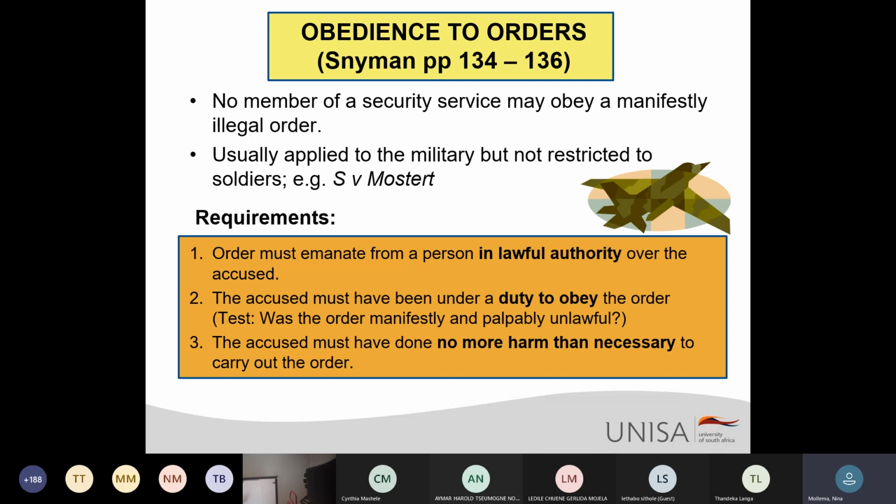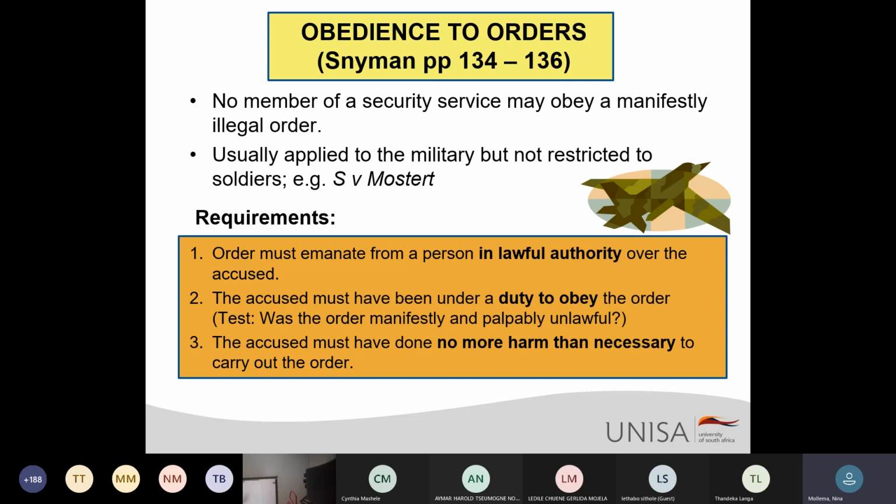So as you can see, there are requirements for obedience to orders. First, the order must emanate from a person in lawful authority over the accused. In other words, it must be a person who is your superior, and you acknowledge that person as your superior. The accused must have been under a duty to obey the order. In other words, do you need to obey this order or not? How do you test that? Was this order unlawful, manifestly or palpably, which means was it completely unlawful?